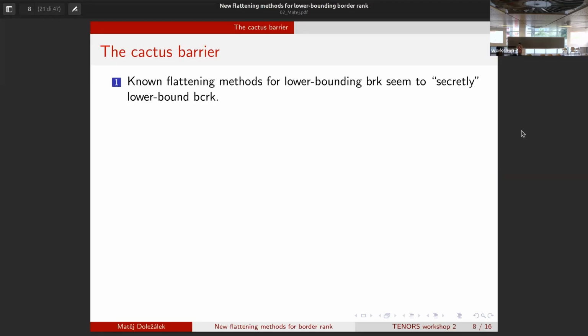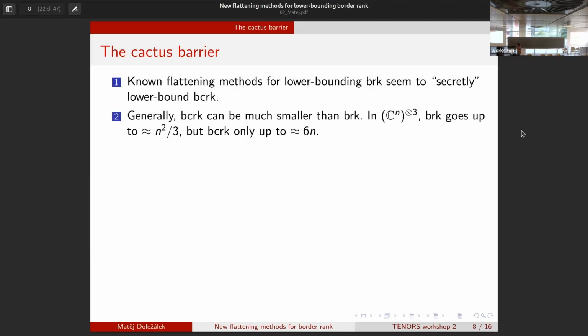So now the problem of the cactus barrier goes like this. People have been observing that these flattening methods that they know seem to, for some reason, not just be lower bounding border rank, which we usually set out to do, but they seem to be lower bounding border cactus rank without intending it. But by some naive dimension counting, if I look at a product of 3 n-dimensional spaces, then border rank should generically go to about n squared over 3. We have the exact number, I just care about the asymptotics. But border cactus rank only goes up to roughly 6n.